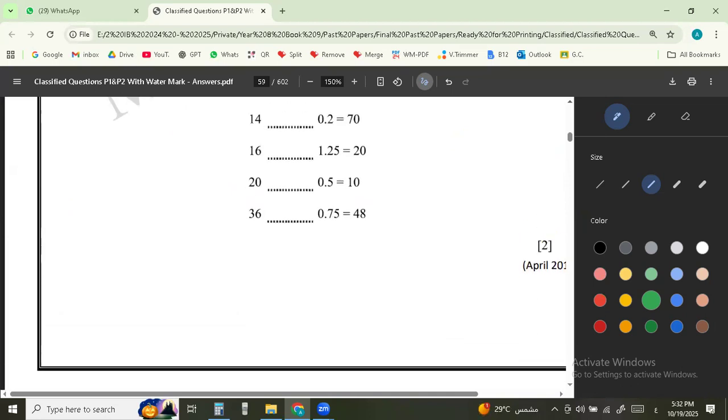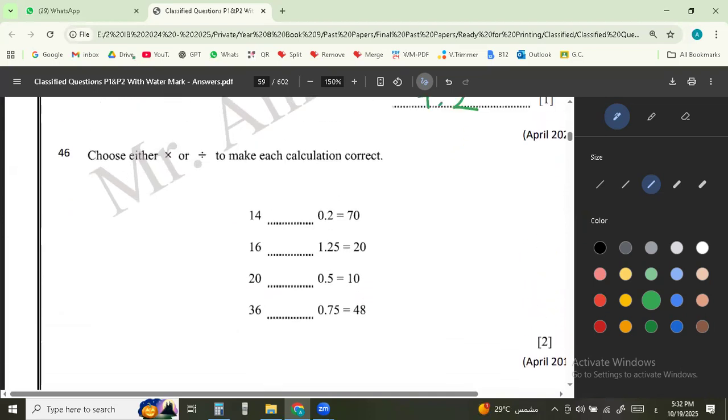Here, choose either multiplication or division. We agreed if I'm dividing by smaller than 1, the answer gets bigger. Multiplying by smaller than 1, the answer gets smaller. Here the answer got bigger, then definitely I'm dividing by smaller than 1.